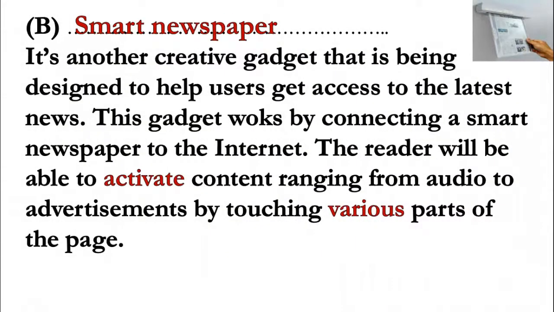Smart newspaper. It's another creative gadget that is being designed to help users get access to the latest news. This gadget works by connecting a smart newspaper to the internet. The reader will be able to activate content ranging from audio to advertisements by touching various parts of the page.